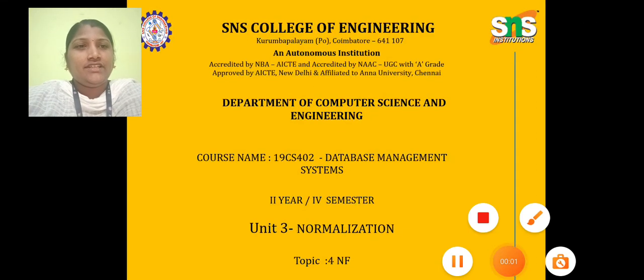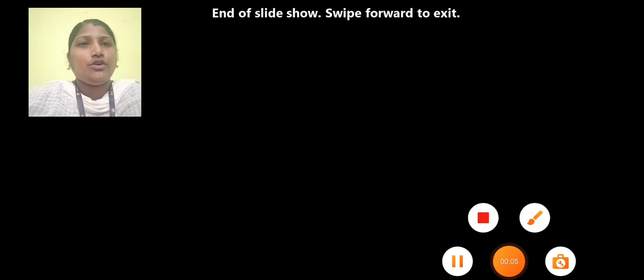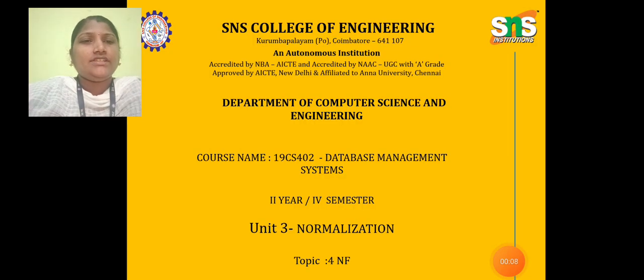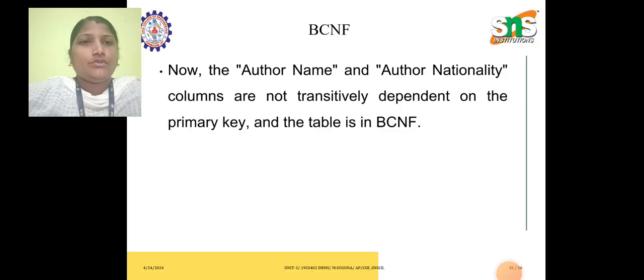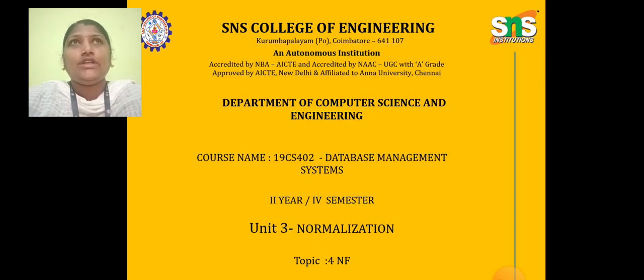So hi everyone. In the last class we had seen about the third normal form. So in this class we just see about the fourth normal form. So what is meant by a fourth normal form? Fourth normal form means there should not be any multi-valued dependency.